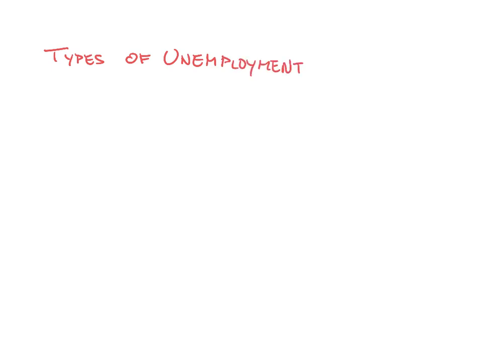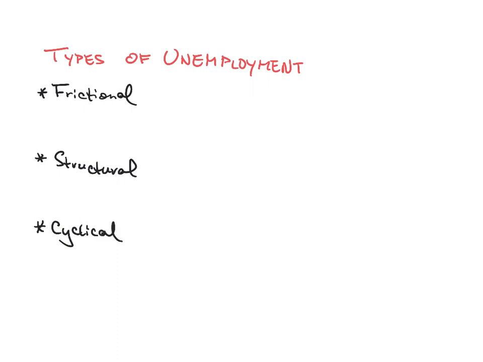There are three types of unemployment, and they have different causes and different characteristics, so labor economists distinguish between them. These are frictional unemployment, structural unemployment, and cyclical unemployment. Frictional unemployment is people who are really just between jobs.